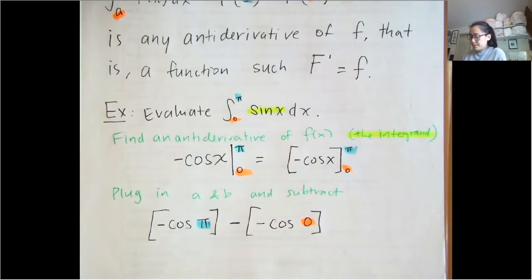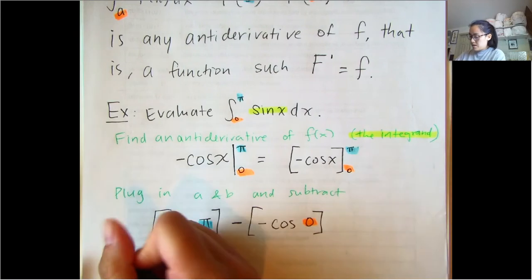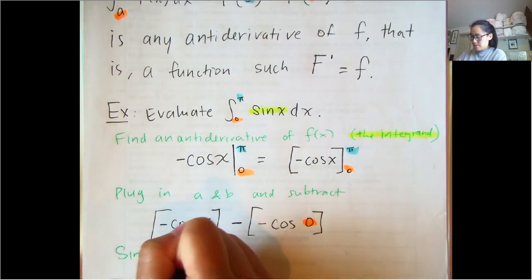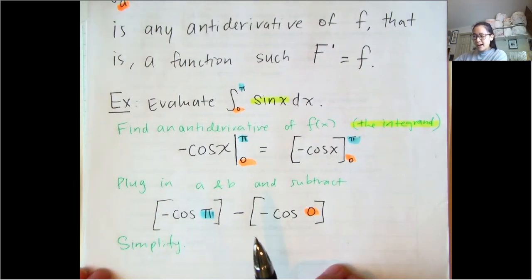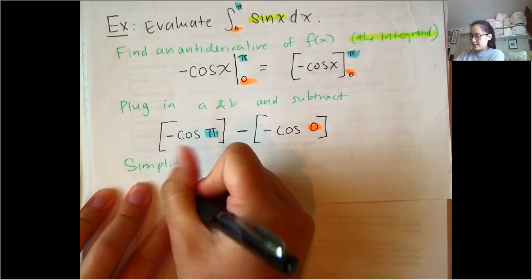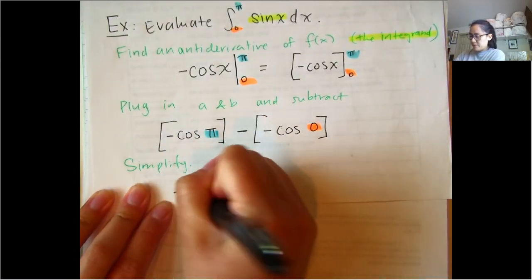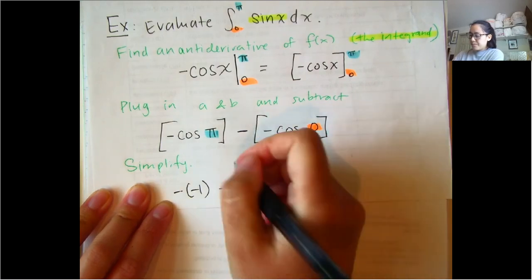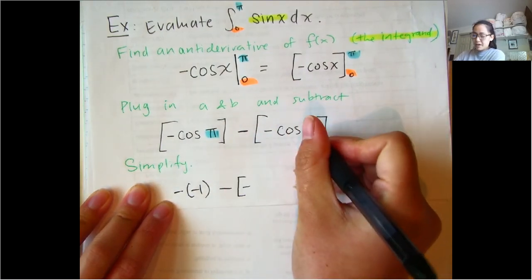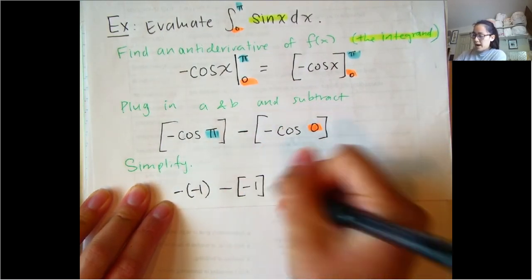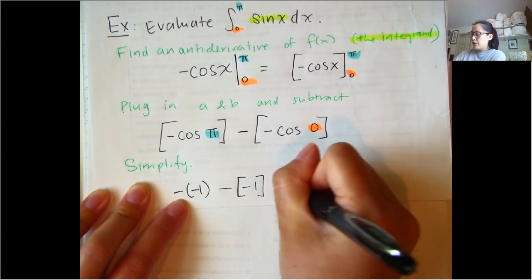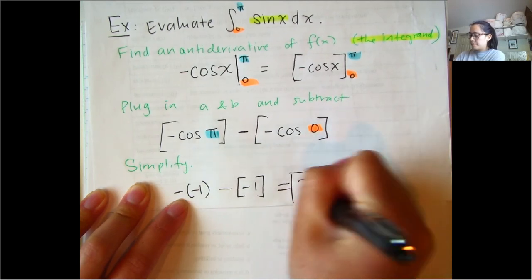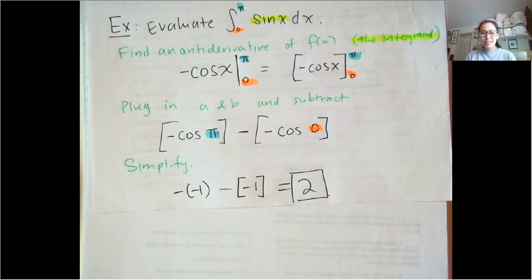So then now we just have to simplify. So we do negative cosine of pi. Well, cosine of pi is going to be -1. So negative, -1, that's +1. So negative, -1 minus, and then negative cosine of 0 is 1. And so you have negative, -1 minus 1. So that's 1 plus 1, which is 2. And so this evaluates to 2. Okay, let's go ahead and do some practice.